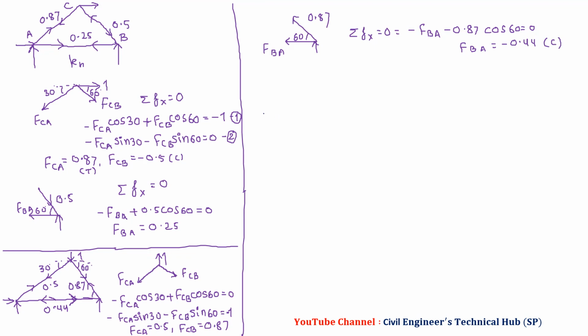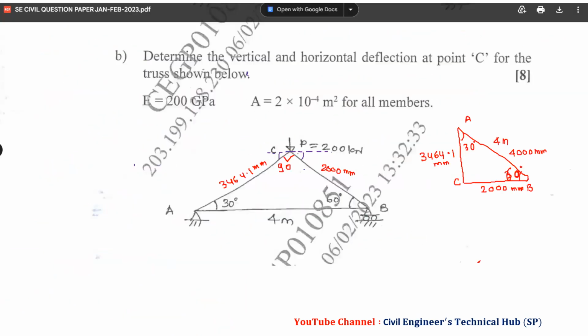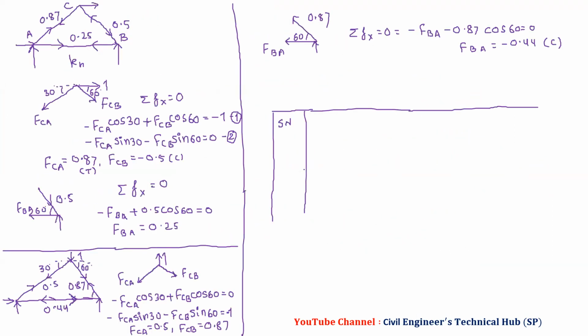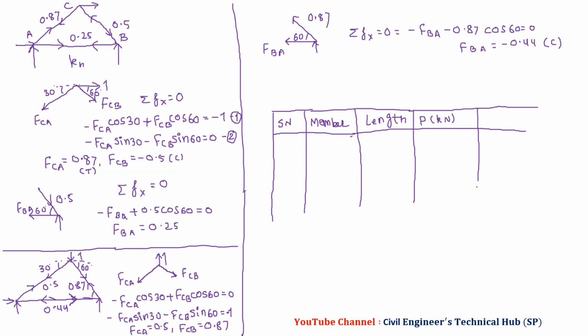And then we will prepare the table. We have only 3 members. So we have serial number, member. You can see the area of all members is the same, so therefore we will go last. So we have serial number, after this member, after member we have length. Area need not be taken because it is constant. After length we have P in kilonewton. Then we have KH. Then we have KV.